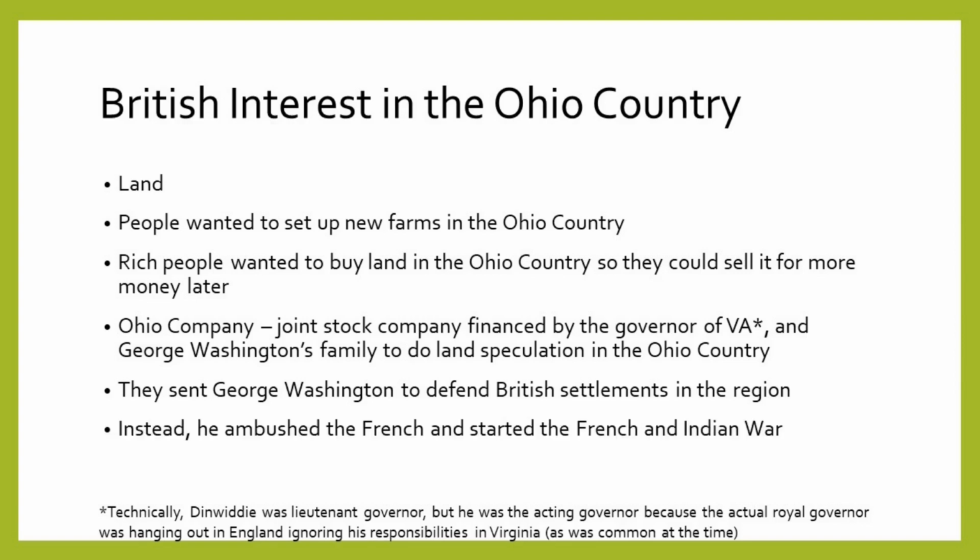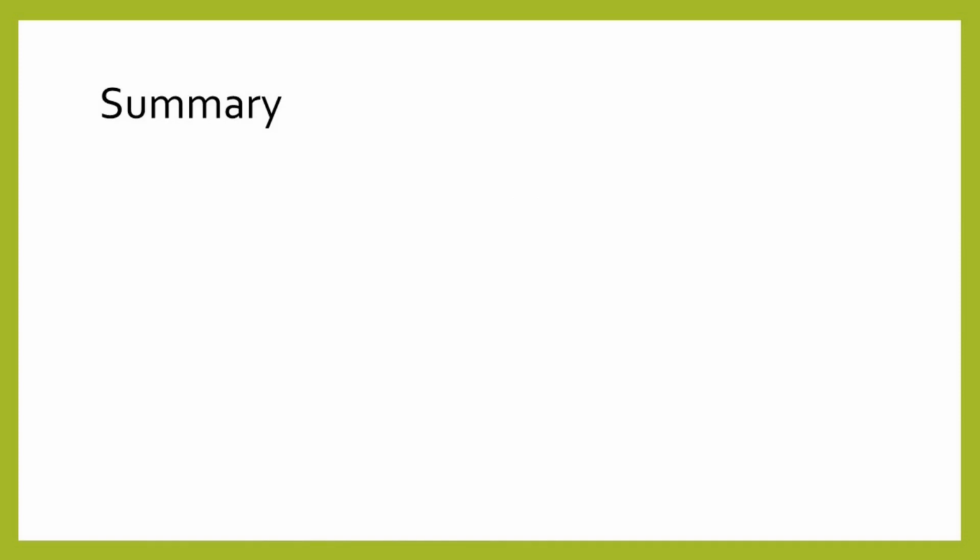He ambushed a group of Frenchmen, killed 10 of them, and captured another 20, and in doing so, he started what would eventually become a global war. So that's the real story of how the French and Indian War started.